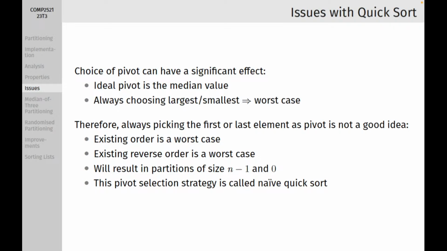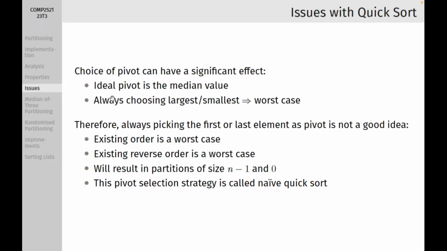So there are some issues with quicksort, especially the one that I've shown you. We've seen that the choice of the pivot that you select can have a significant effect on the runtime of the algorithm. The ideal pivot is the median value in the array, because if you choose the median value as the pivot, then the pivot will end up in the middle of the array, and you have two very even partitions to sort, and you'll end up with an n log n runtime.